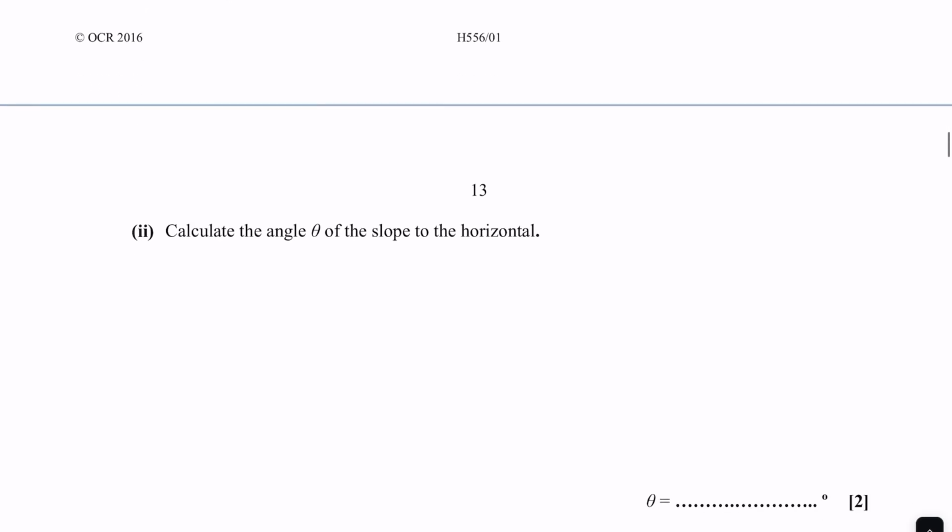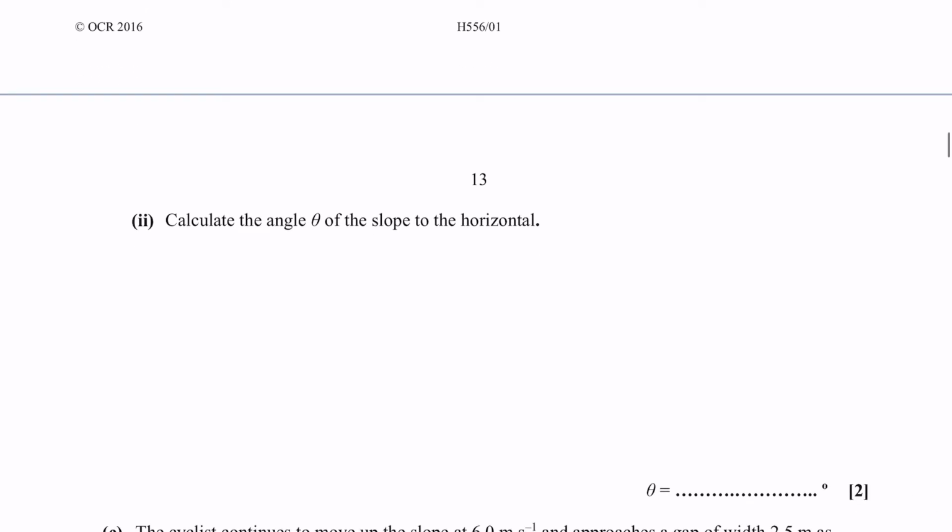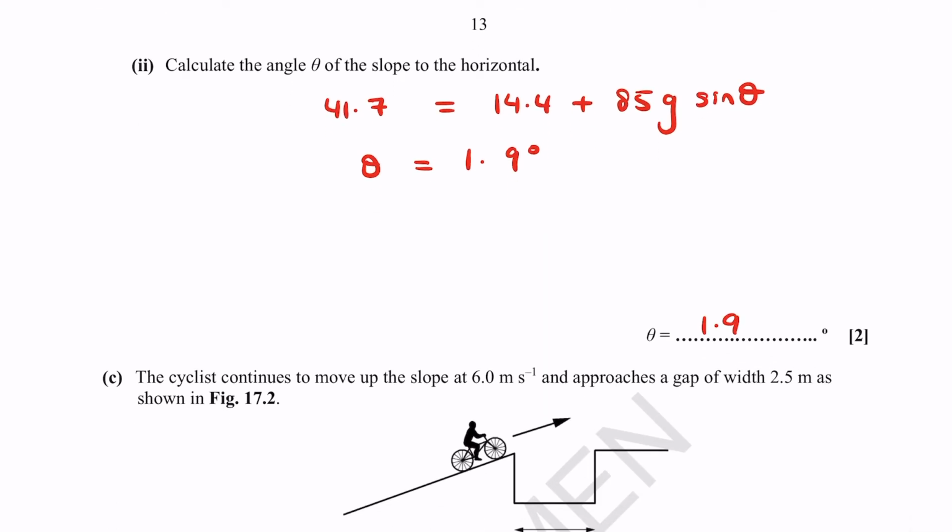Now, what we have to consider is F equals ma, of course. We know that the forward force is 41.7, which equals the 14.4 newtons of drag plus the 85g sine theta component of the weight. So therefore theta ends up being 1.9 degrees. So that's my answer right here. Okay, let's move on to part C.